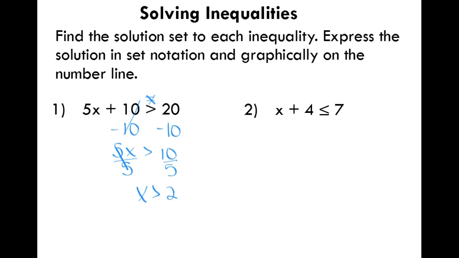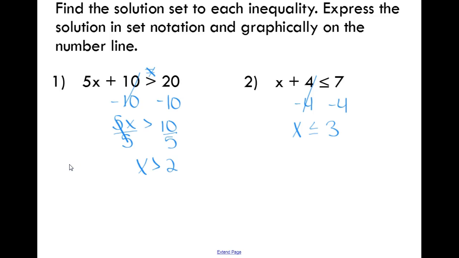All right, number 2, we're going to subtract 4 from both sides. We get x is less than or equal to 3, and that was it. That's the whole equation. So we're going to try to get some tougher ones now. Oh, I lied. We're not moving on yet because it says express solution in set notation and graphically on the number line. There's no lines here yet. No, I didn't draw them in.